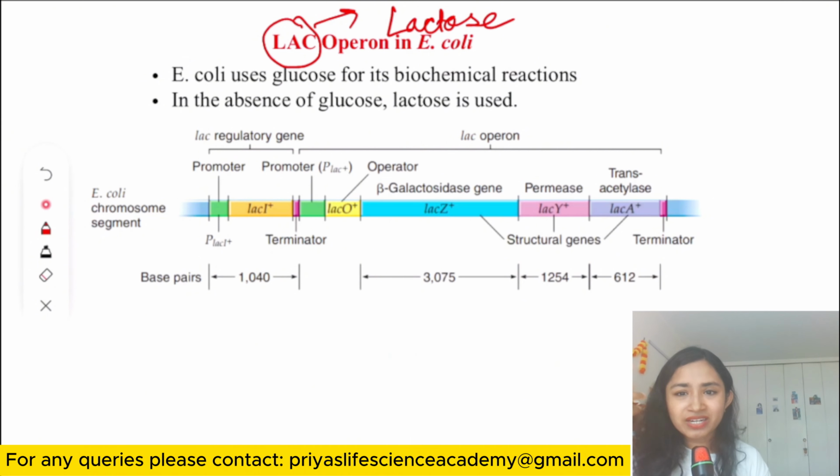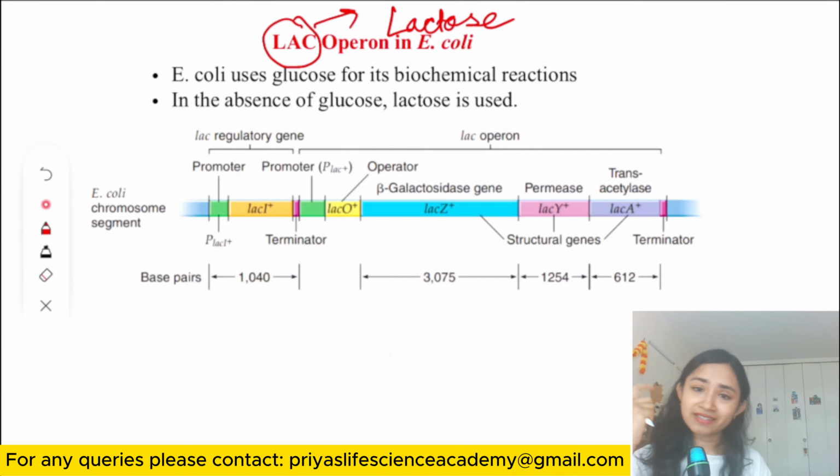You must understand why we are reading any chapter or lesson. We are reading Lac Operon because in the absence of glucose, bacteria use lactose as their carbon source for their daily activities. Now first look into this Lac Operon. We have already understood the operon system. Now let's look into the specific operon, that is Lac Operon.